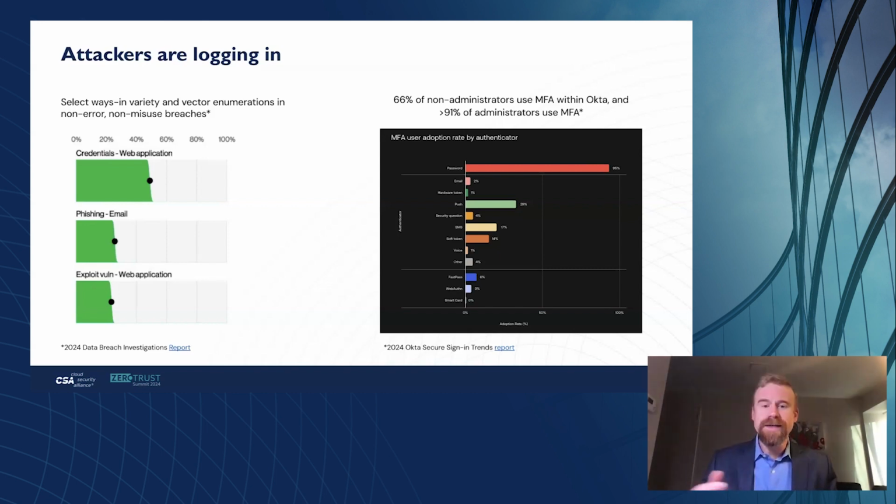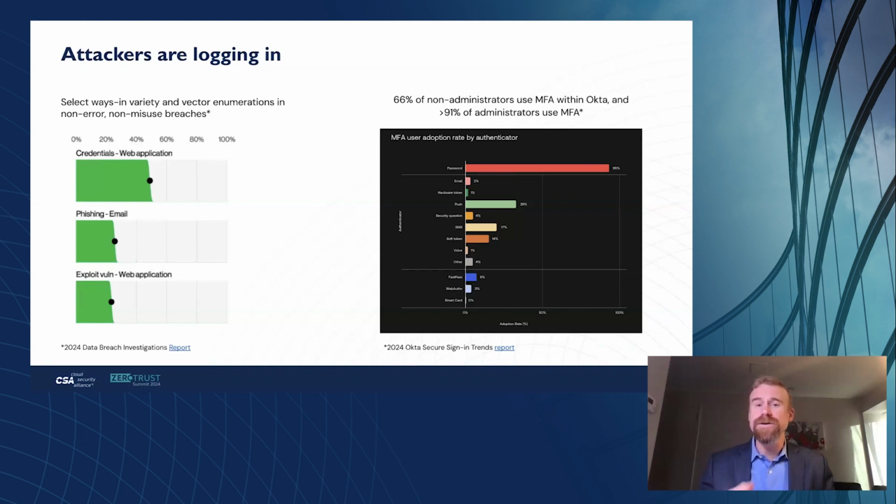Now, one would assume that with this knowledge, multi-factor authentication, and strong MFA at that, would be commonplace. And yet, in Okta's recent Secure Sign-In Trends report, we identified that while over 91% of administrators have MFA in their Okta tenant, only 66% of non-administrators had MFA enabled on their accounts. Though vendors like Snowflake, GitHub, and Okta, and others are rolling out mandatory MFA programs for privileged users, there is still a large section of our user community that is not protected.